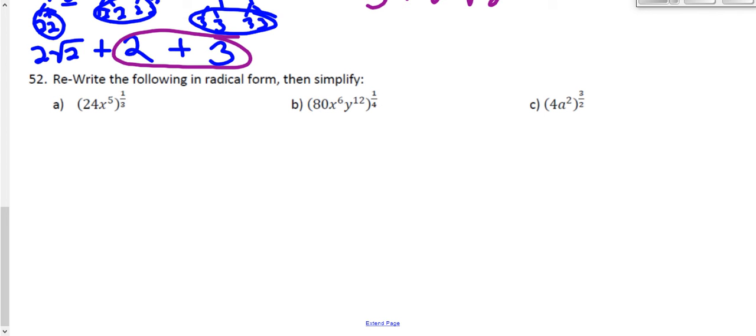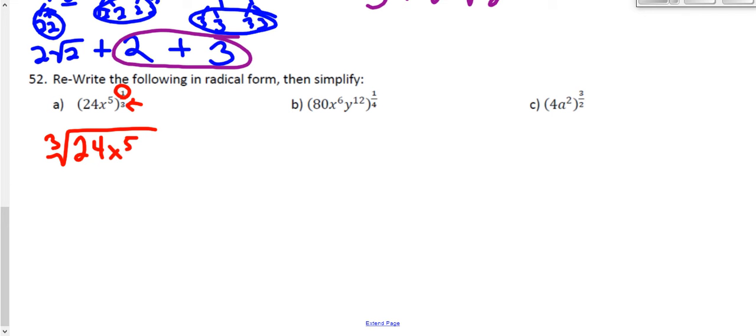We have 24 times x to the 5th to the 1/3 power. Now this exponent on the outside, the numerator, is what we raise it to. So 24x to the 5th gets raised to the 1st power, which is just going to stay the same. And the denominator is what we root it to. So this is the 3rd root. So we're going to start breaking this guy down.